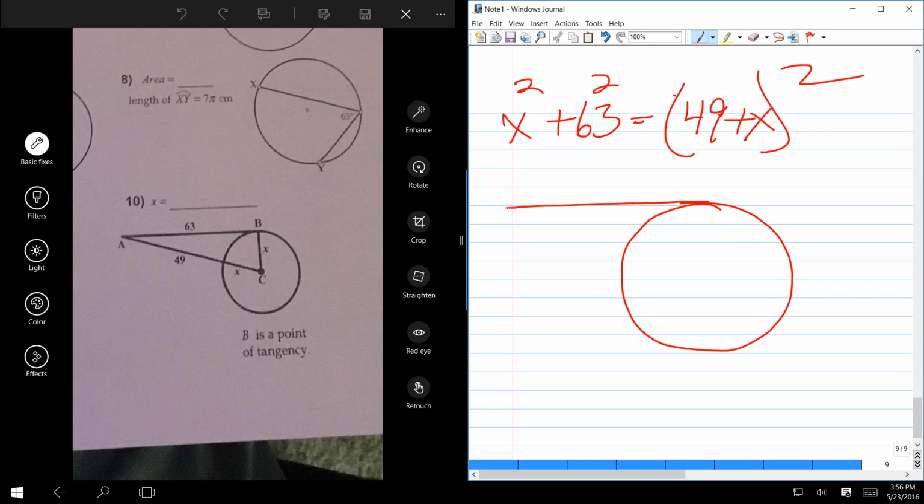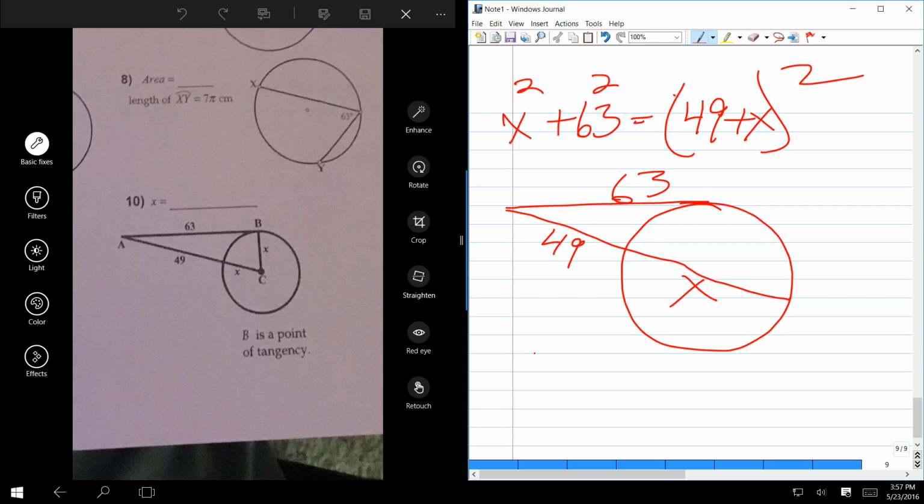I have a tendency to confuse these two problems. If I told you this, what equation could you write? You have a tangent line and a secant line. Notice that in the problem we just did, that is not a secant line. It's close, but it's not a secant line. It doesn't go all the way through and touch the other side.